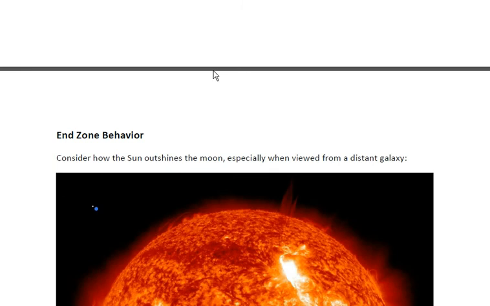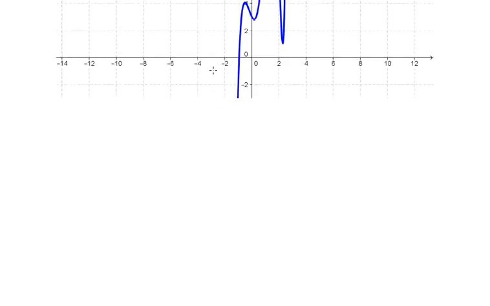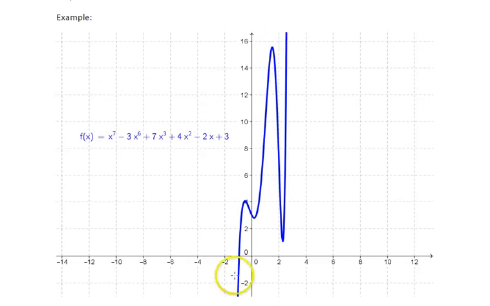Let's look at the end zone behavior of polynomials. What does it mean, the end zone behavior? That means when the value of x is approaching negative infinity on the left or positive infinity on the right, what will the value of the polynomial approach in those end zones?